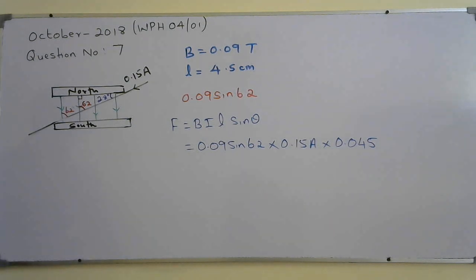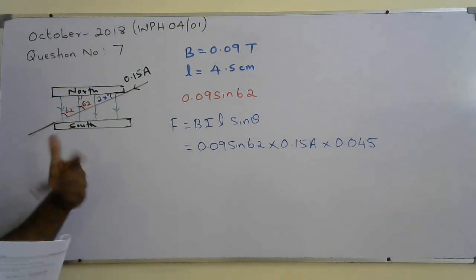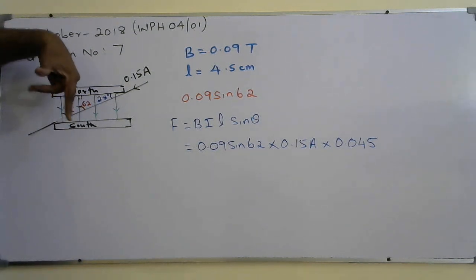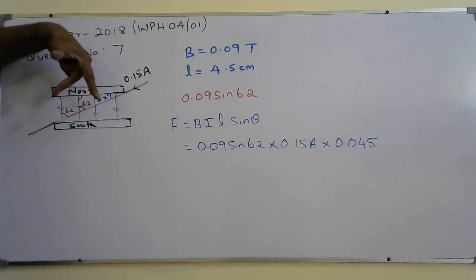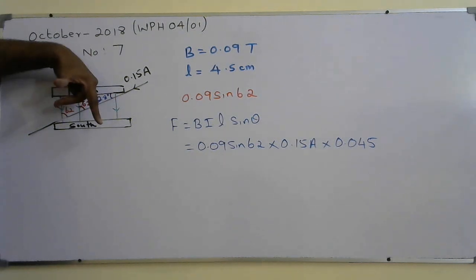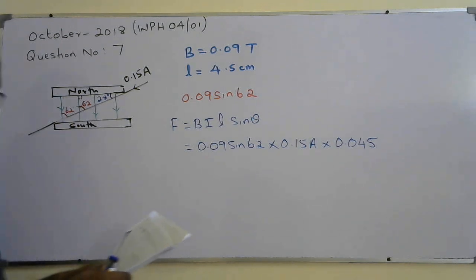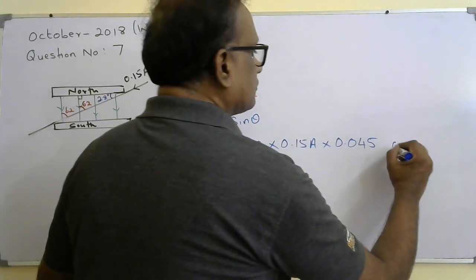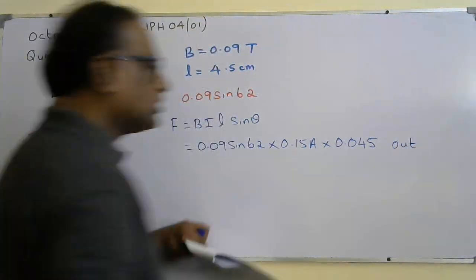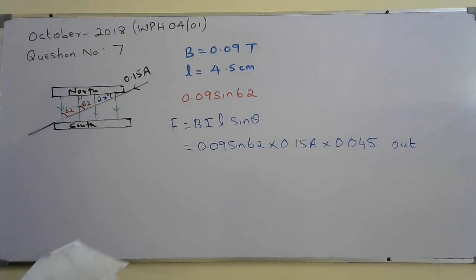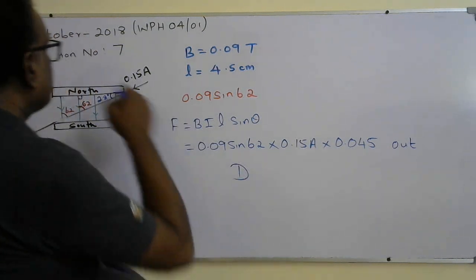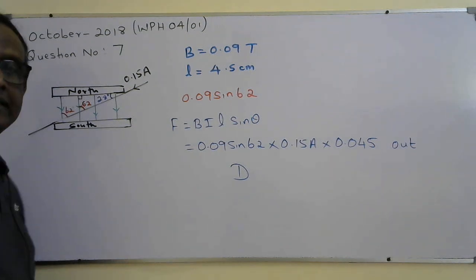So this is the force acting on the current carrying wire. The direction, we'll use Fleming's left hand rule. Magnetic field from north to south, and the direction of current flow along this way. So the force will be out of the page. So correct answer D. For this question, correct answer D.